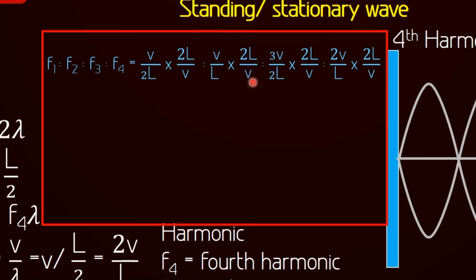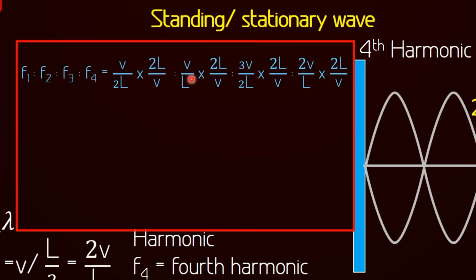Yeah, let's simplify our expression. 2L here can cancel 2L here. V can cancel V here. So all these things will be what? 1. This one will turn to 1. Let's look at this one. L will cancel L here. V will cancel V here. All this one will turn to what? 2. 2L will cancel 2L here. V will cancel V here. All this one will become 3. L will cancel L here. V will cancel V here. You will have 2 times 2 here, which is 4. So which means that we are going to have what? f1 : f2 : f3 : f4 will be what? 1 : 2 : 3 : 4.